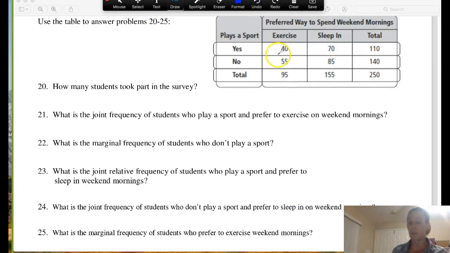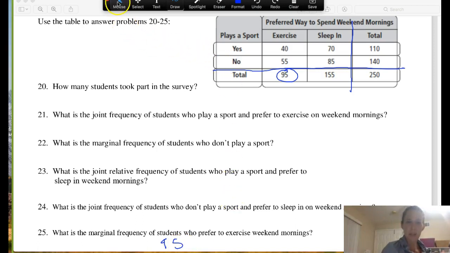Okay, so I just have to go to the margins. Remember, here on the margins, let's just make our margins. I'm just going to go to the margin where the exercise is. Here's the exercise, and here's the margin. Okay, 95. Now, if it was marginal relative frequency, I would take 95 and divide it by how many people there were. But it's just marginal frequency, and you're done.